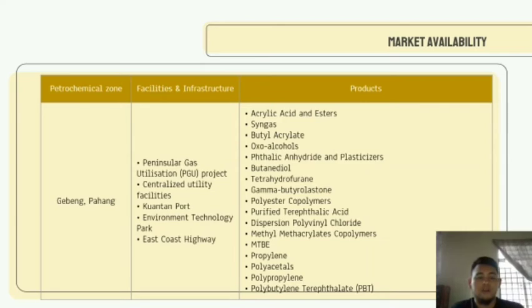As we can see here, this is a table for market availability. For the petrochemical zone, we look at Gebeng, Pahang. For facilities and infrastructure, we have the Peninsula Gas Utilization Project, centralized utility facilities, Kuantan Port, Environmental Energy Park, and East Coast Highway. The products we can get from propylene are alkyl acid and ester, syngas, butyl acrylate, oxo alcohol, phthalic anhydride, and plasticizers, and many more.